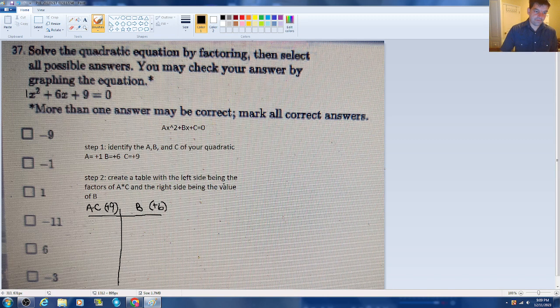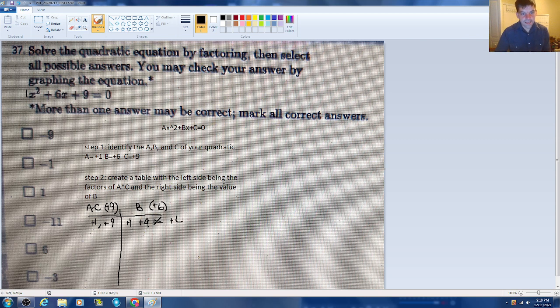So you can have positive 1 and you can have positive 9. Now, do they multiply to positive 9? Yes. Do they add up, or does their summation equal positive 6? No. So positive 1 plus 9 does not equal positive 6. But that's okay. That's just one factor pair, and we still have other opportunities to try.